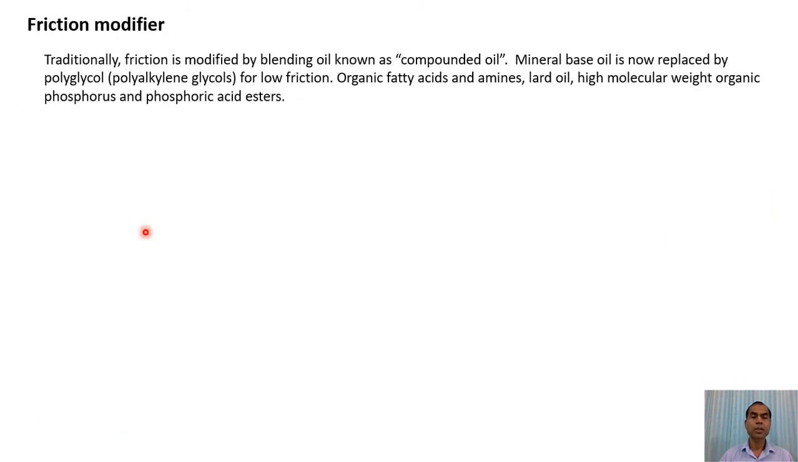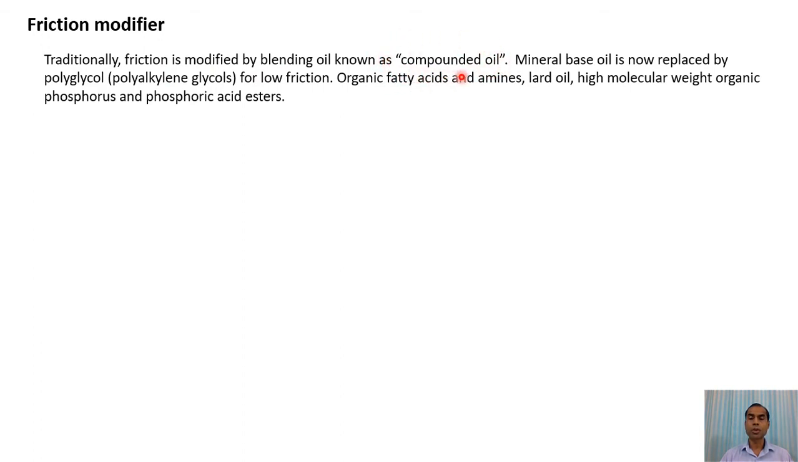Other types of additives are friction modifiers. Friction has to be reduced for any kind of machine, especially for engines, because high friction means high energy loss. Any molecule that can form a layer between the two rubbing surfaces and reduce friction can be used as a friction modifier. Traditionally, friction was modified by blending, which is called compounded oils.